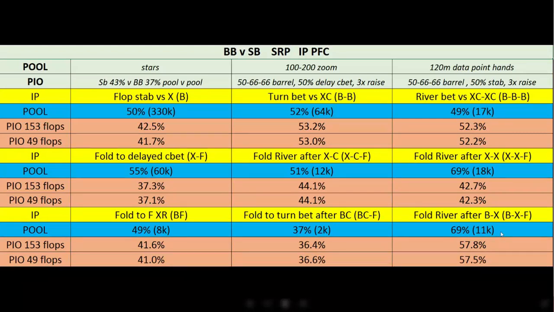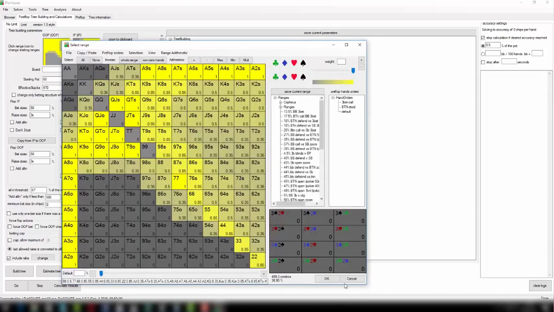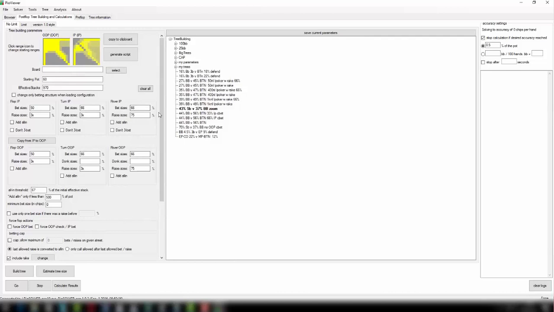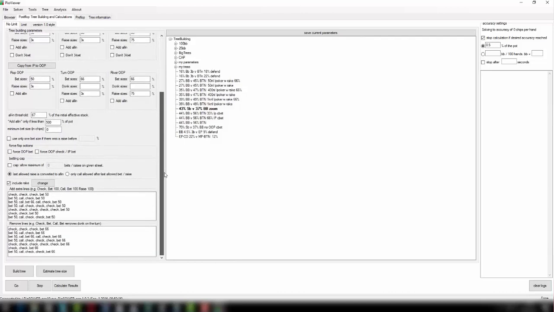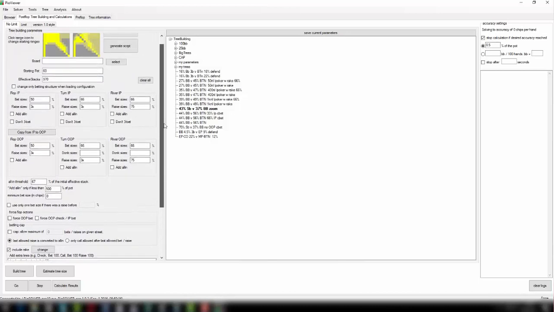Just going back to the solver data, this was all taken from the parameters that I showed you earlier. So out of position 43% open, big blind defend 37% because that's what I had from my environment. These are the sizing parameters I put in, and I've changed them where appropriate by adding and removing lines like I showed you.